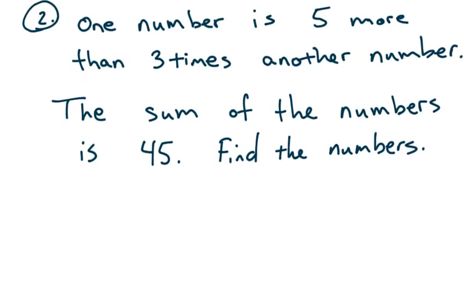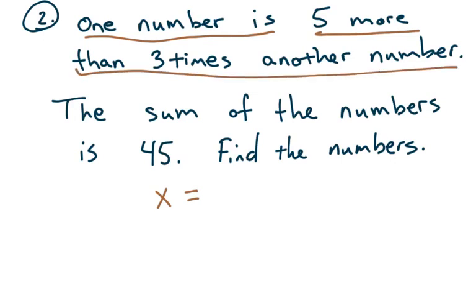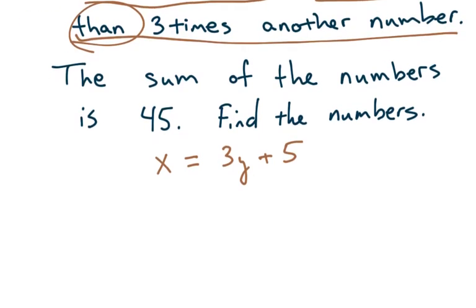So one number, we'll call it x. "Is" means equal. 5 more than 3 times another. We said "than" means you switch the order. So 3 times another, 3y. "More" is plus 5. If you put 5 plus 3y, because you remember me saying it doesn't really matter, if you say 3y plus 5 or 5 plus 3y, you will be fine. You'll get the same answer that I get.